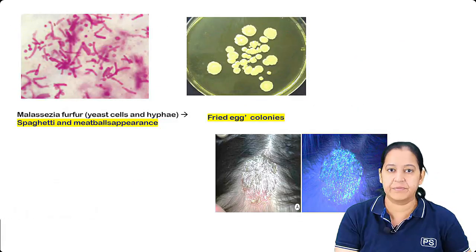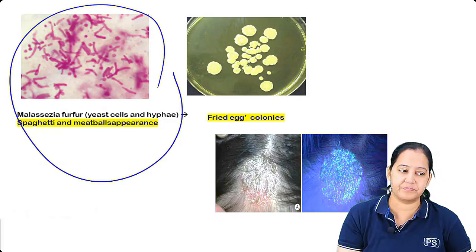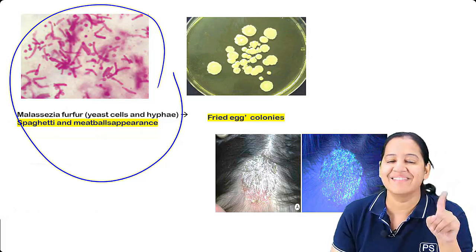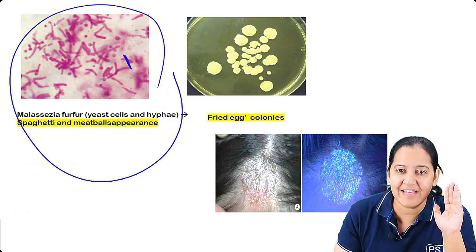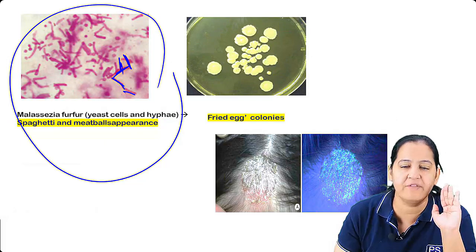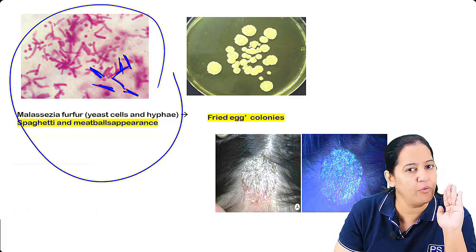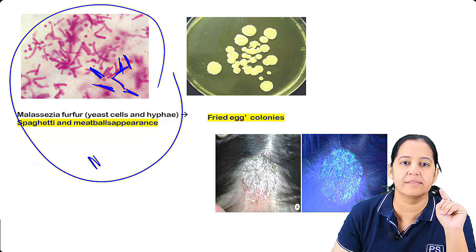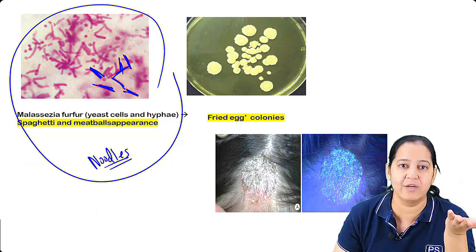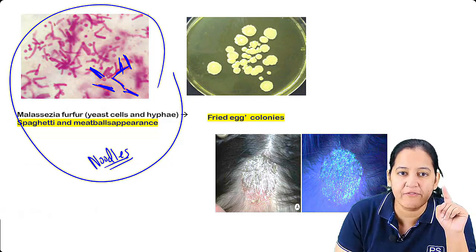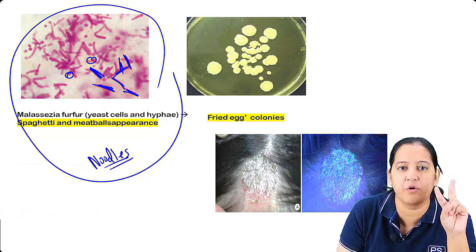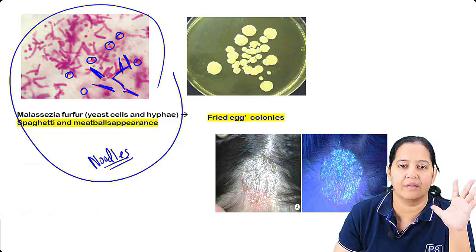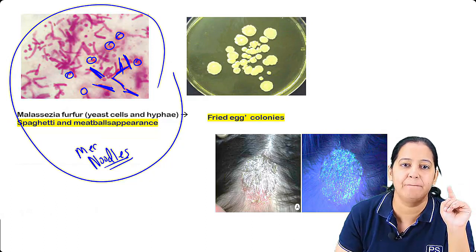Number one, you do direct microscopy. In direct microscopy, this is Malassezia furfur. See what you are getting. We can see the elongated form, which is the mold. It looks like noodles, Maggi noodles. And can you see the circular forms? I'm getting both forms, elongated and spherical. The spherical forms look like small pieces of meat.